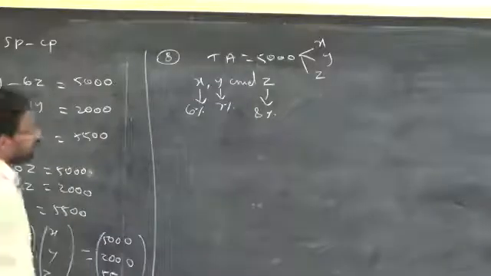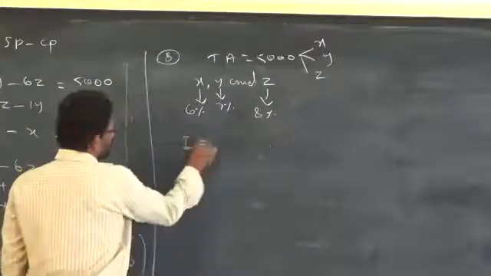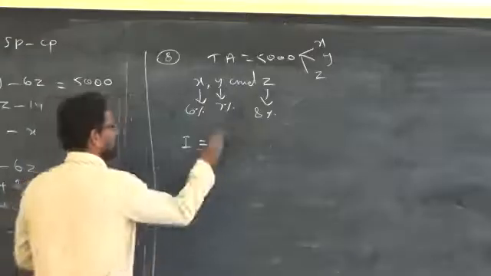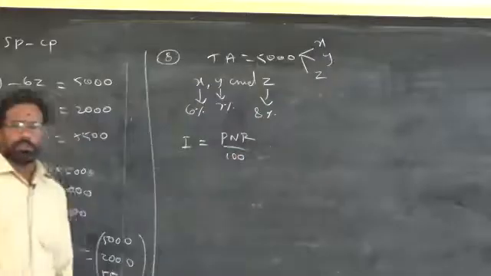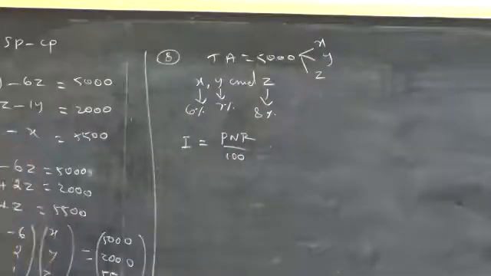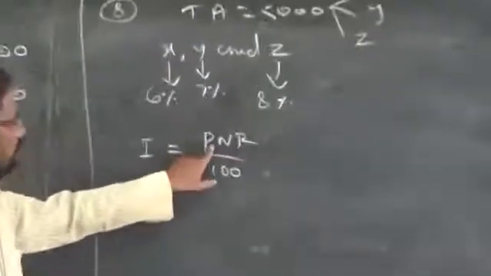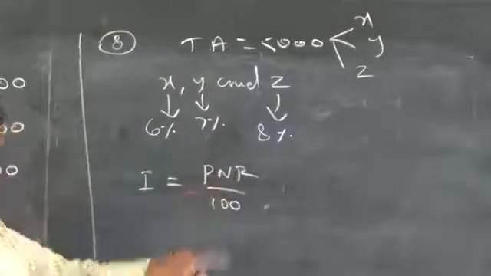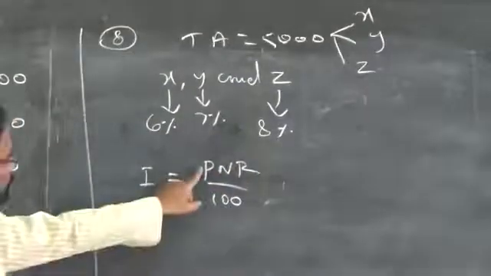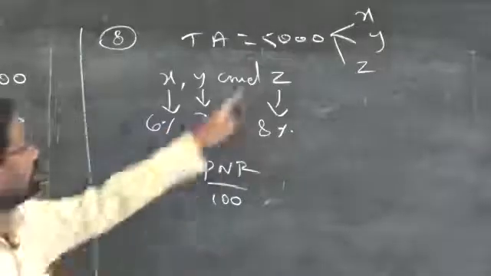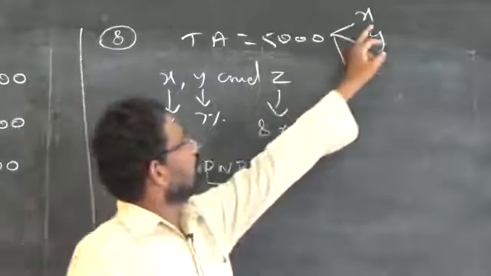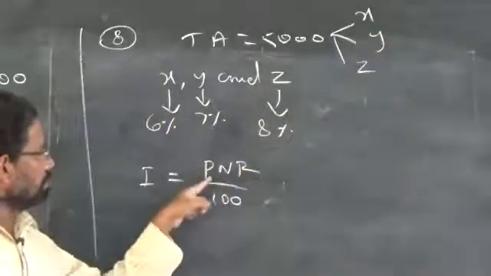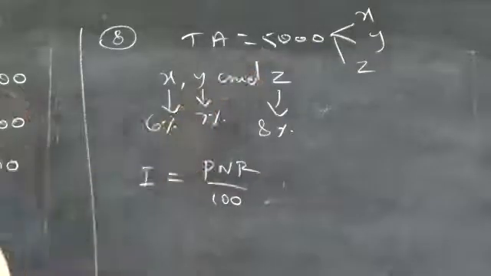How do you find interest? Just remember the simple interest formula, PNR by 100. To find interest, you must know principal, number of years and rate of interest. Here the principal is given as X, do not take 5,000. 5,000 is the total amount. That 5,000 is split into 3 categories, X, Y and Z. So do not replace the principal by 5,000, you will get a wrong answer.